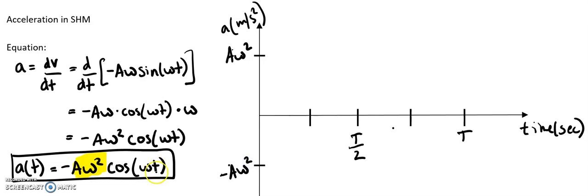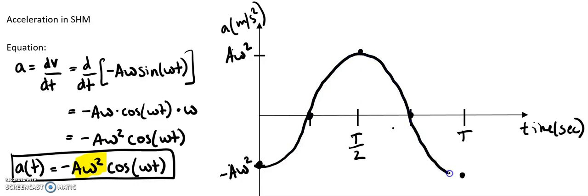At t equals 0, cosine is going to be 1. If we plug that in, then that'll be negative A omega squared, so we're going to start down here for negative cosine. Then at half a cycle, we'll be at A omega squared. We're back to 0 in between, and at one full cycle, we're back to where we started. Let's go ahead and graph this cosine function.